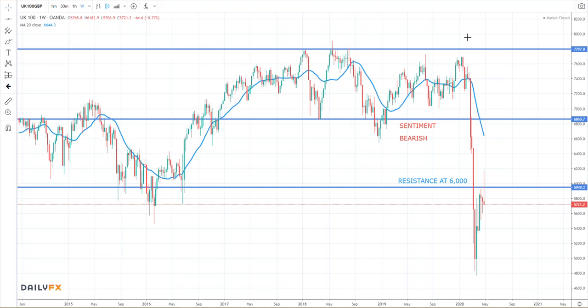This is your weekly analysis for the FTSE UK100. The date is May 3rd, 2020. It's 11:26 a.m. Eastern Standard Time here in the US.